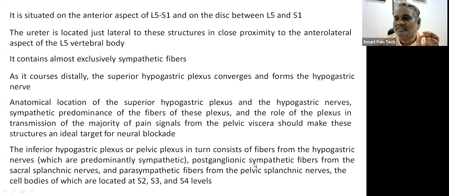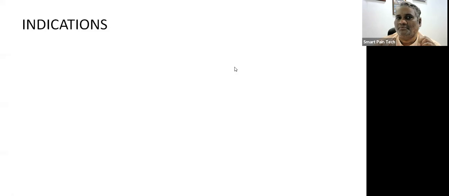All right. The inferior hypogastric plexus in turn consists of fibers from the hypogastric nerves. They are postganglionic sympathetic fibers from the sacral splanchnic nerves, and parasympathetic fibers from the pelvic splanchnic nerves, the cell bodies of which are located at the S2, S3, and S4 levels. So this is the inferior hypogastric plexus, but it is very difficult to access. So we usually do a superior hypogastric block and the ganglion impar block, if you want to.